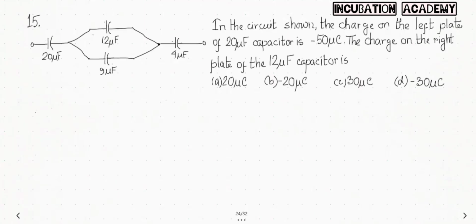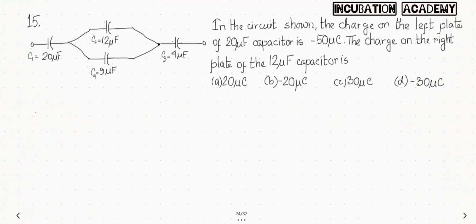So that is a 20 microfarad capacitor. Let us denote this as C1. The 12 microfarad capacitor, let us denote it as C2, the 4 microfarad as C3 and the 9 microfarad as C4.